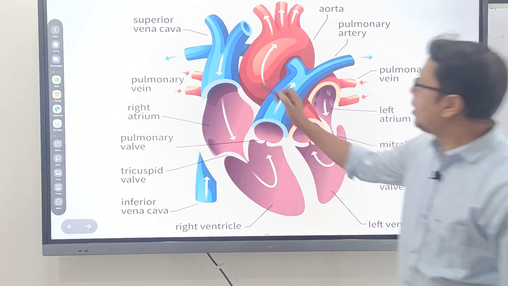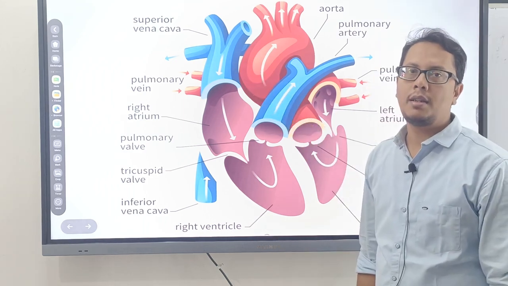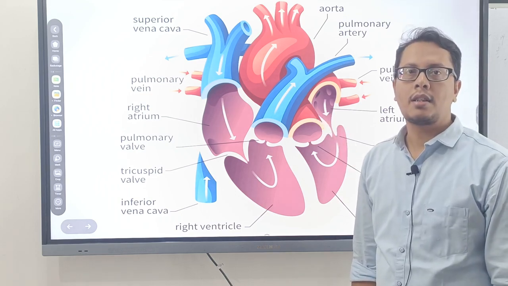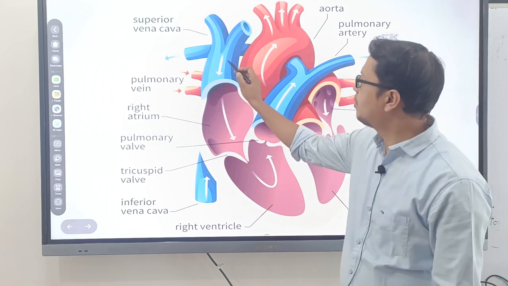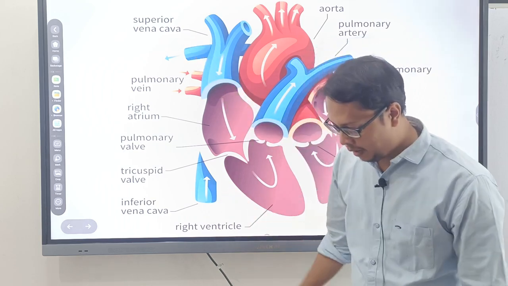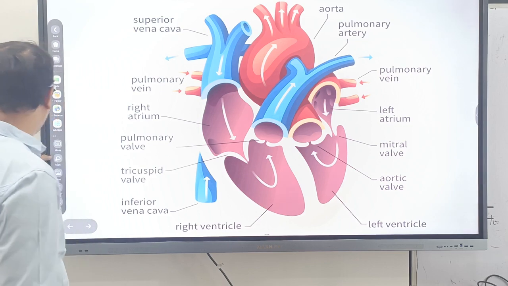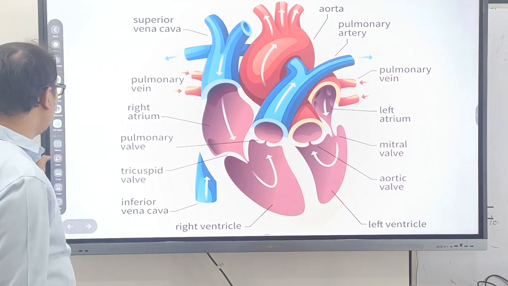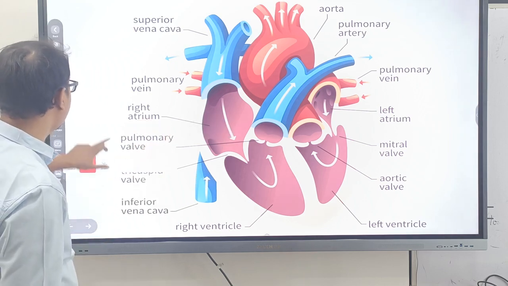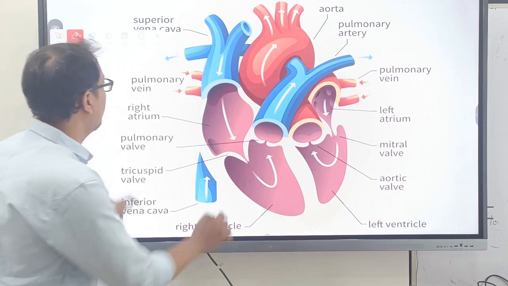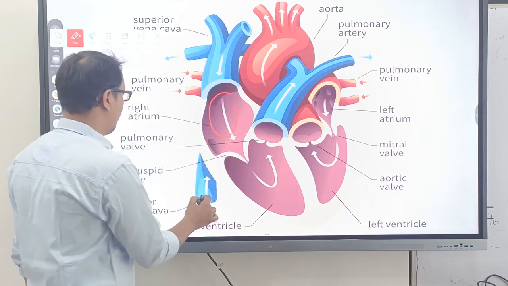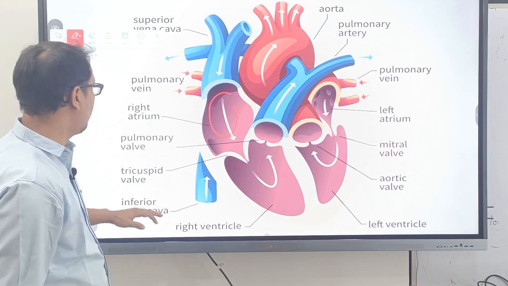Now, the blue color indicates deoxygenated blood and the red color indicates the flow of oxygenated blood, that is rich in oxygen, and this is poor in oxygen. I have told you about the superior vena cava and the inferior vena cava. The blood which is poor in oxygen, or carrying waste from the different parts of the body, is first brought here by these 2 veins known as the superior vena cava and the inferior vena cava.